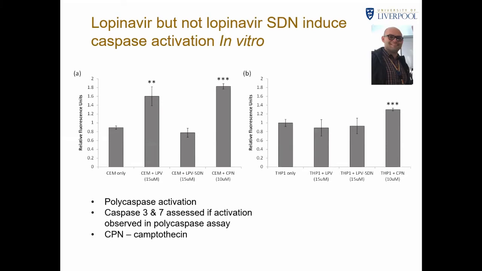When we looked at caspase activation, so this is polycaspase activation, we look at caspase 3 and 7 and caspase 1 when we move through into various specific mechanisms that we're interested in. What we found was that in the T cells, the lopinavir significantly induced caspase activation. And we actually were investigating which caspase that actually was, but the lopinavir nanoparticle formulation didn't, and we didn't see any significant difference between that and the untreated cells. So that was interesting. The second part that was also interesting was the fact that in the monocytic cell line, there wasn't any significant effect at all. So this was quite important for us because not only were we seeing a difference between the free drug and the nanoparticle formulation, there were also cell type specific differences. We saw differences between the T cell and the monocytic cell line.